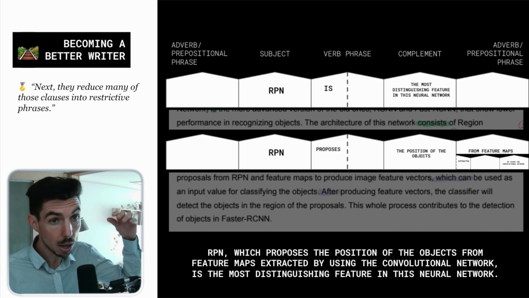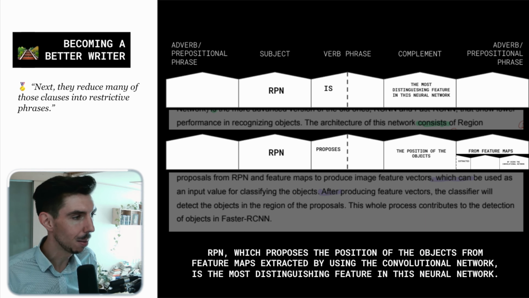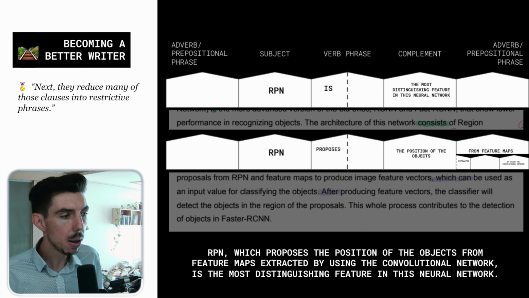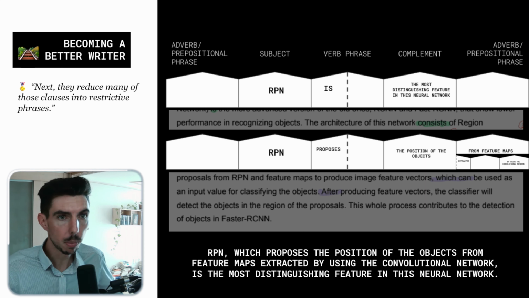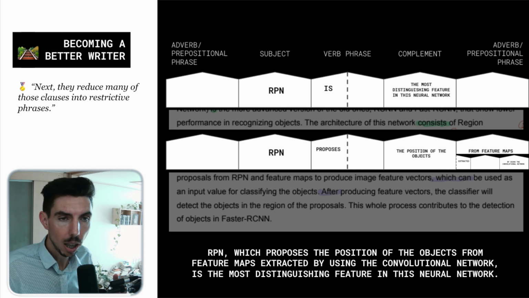And so now we embed, I like to think of it as baking. We're going to bake that clause inside of the adverb position of the next clause. So now the next clause says, RPN proposes the position of the objects from feature maps. See, if a child were saying this, they would say something like, RPN proposes the position of the objects from feature maps, and feature maps are extracted from the, you see what I mean? So we're knocking off those kind of redundant extra pieces of the language, and we're making it simpler for the reader to follow.